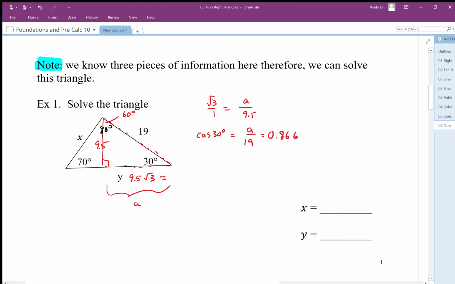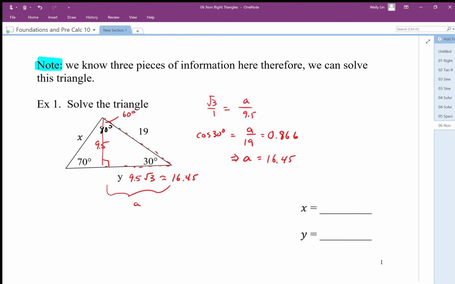0.866. Working out for a is equal to 16.454, so I'm just going to round that to 16.45. So this is approximately 16.45. And again, if you did 9.5 times square root 3, you would get the exact same value.